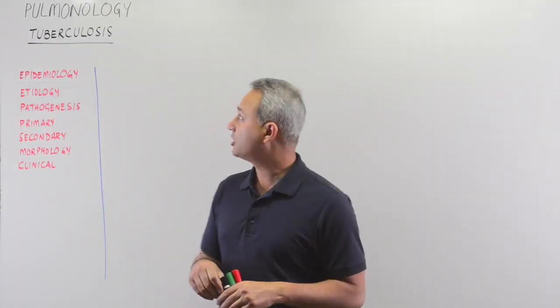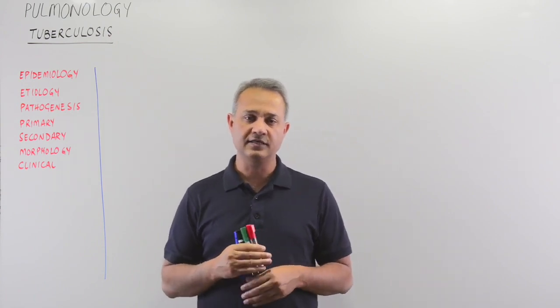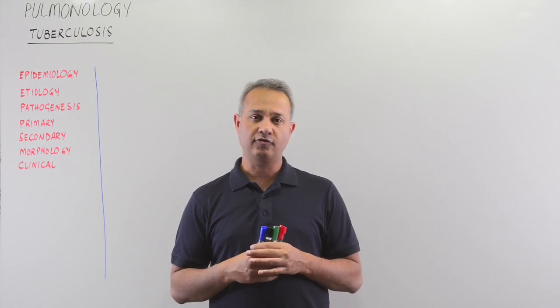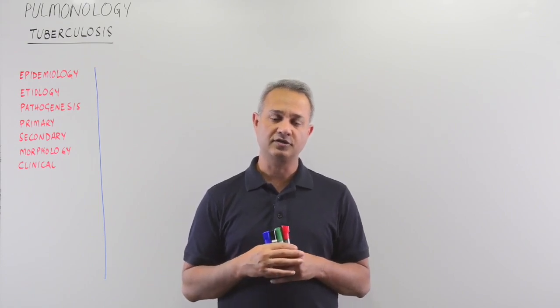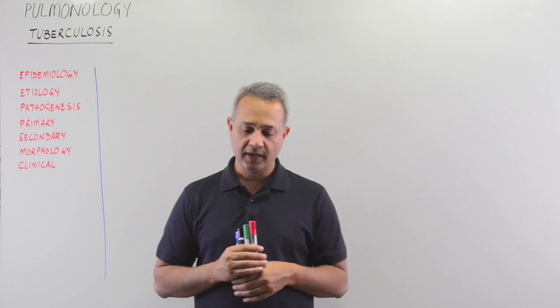Guys, this is Mobeen. We are talking about the respiratory system pathology, and the lecture today is tuberculosis. We'll talk about the pathogenesis, morphology, and clinical progress of tuberculosis. So let's start with the epidemiology.